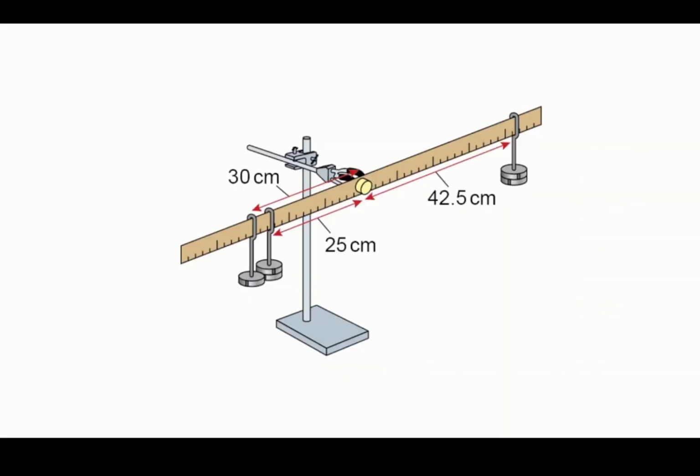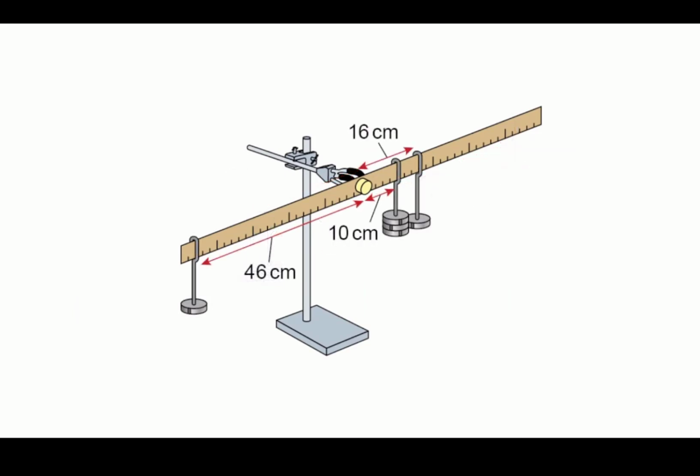Different sets of masses at different distances on the left-hand side can create more than one anti-clockwise moment. Similarly, more than one clockwise moment can be created by adding additional sets of masses to the right-hand side of the meter rule.